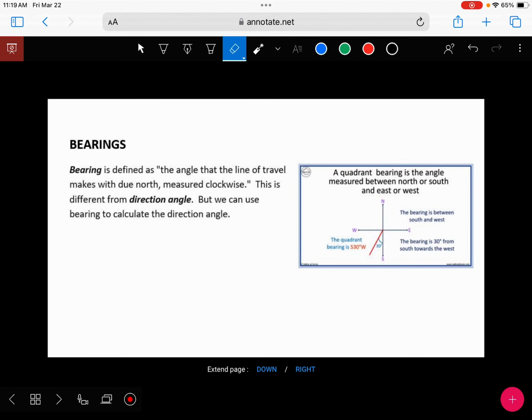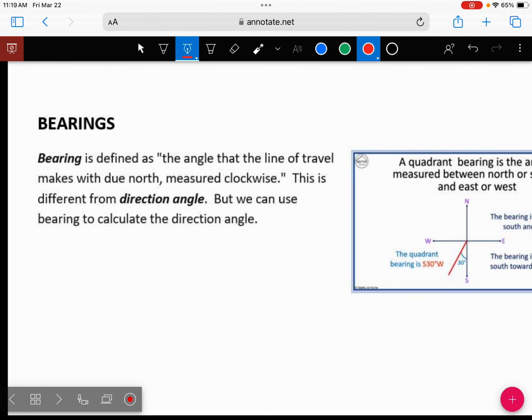So first of all, today we're going to talk about a bearing. A bearing is just a type of angle. It's an angle, but the key thing is that it is with the North Pole. In other words, when we draw our triangle, we have to make sure the bearing is with the north.